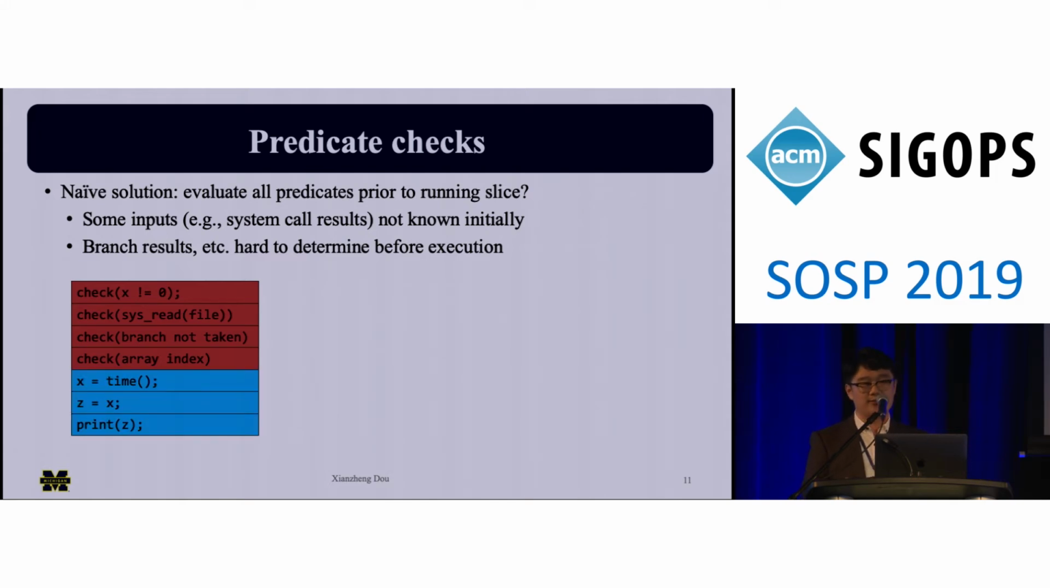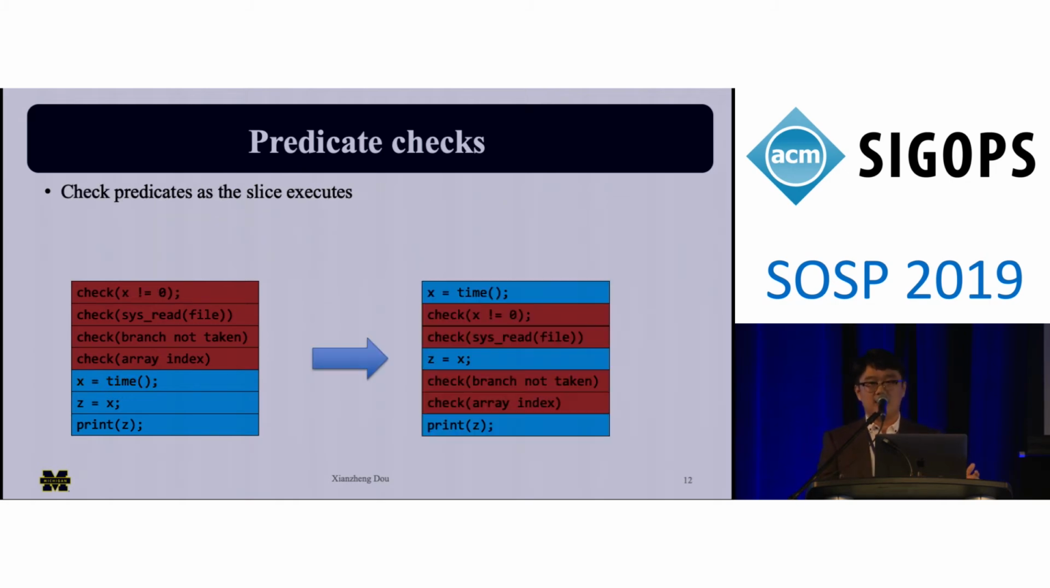But that's not very feasible because some inputs are not yet known before you actually run the slice, just like the current time. If the slice has some branches, it's harder to predict which one it will take millions of instructions beforehand. So instead of checking all predicates all at once before we run the slice, we check them as we execute the slice. It solves some problems, but the other problem is, what if a predicate in the middle fails?